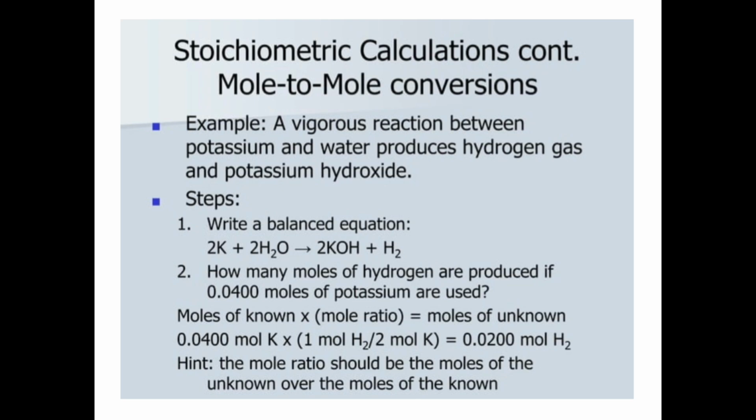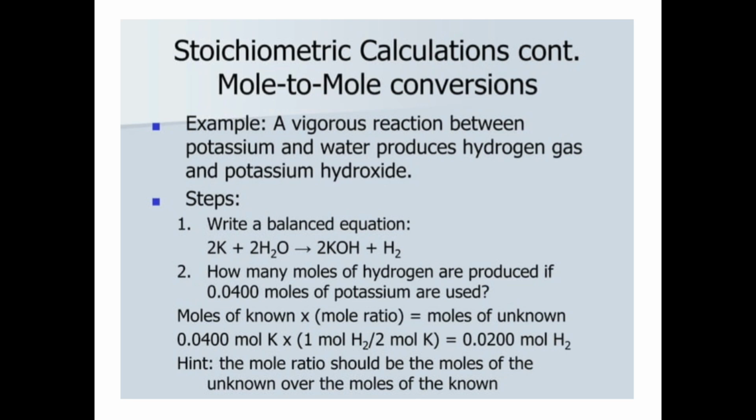A vigorous reaction between potassium and water produces hydrogen gas and potassium hydroxide. Then let's say the question continues and says, how many moles of hydrogen are produced if 0.0400 moles of potassium are used? Let's assume that's the question.